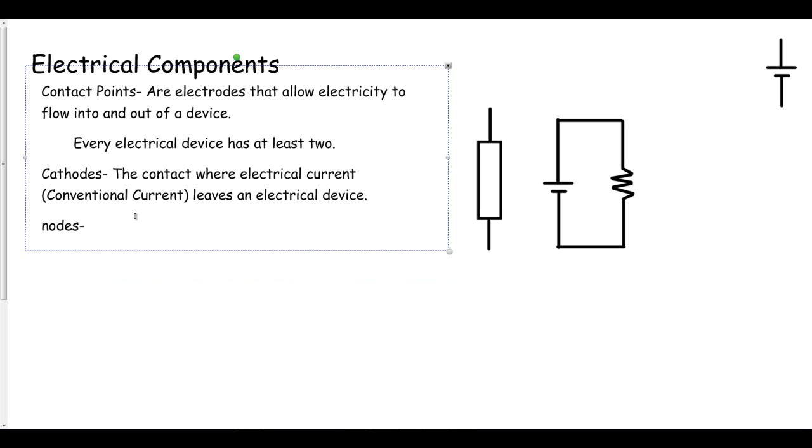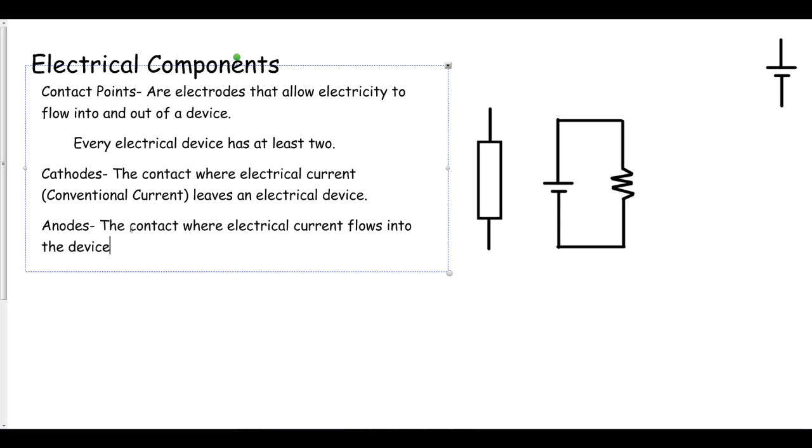Okay. The anode, on the other hand, is the contact point where electrical current flows into the device. All right, so here I have a device, and this is just a general device over here, and I'm going to go ahead and mark an electrical current. And so I'm going to say the electrical current on this device flows in this direction. So whatever device this is, resistor, diode, a capacitor, it doesn't really matter.